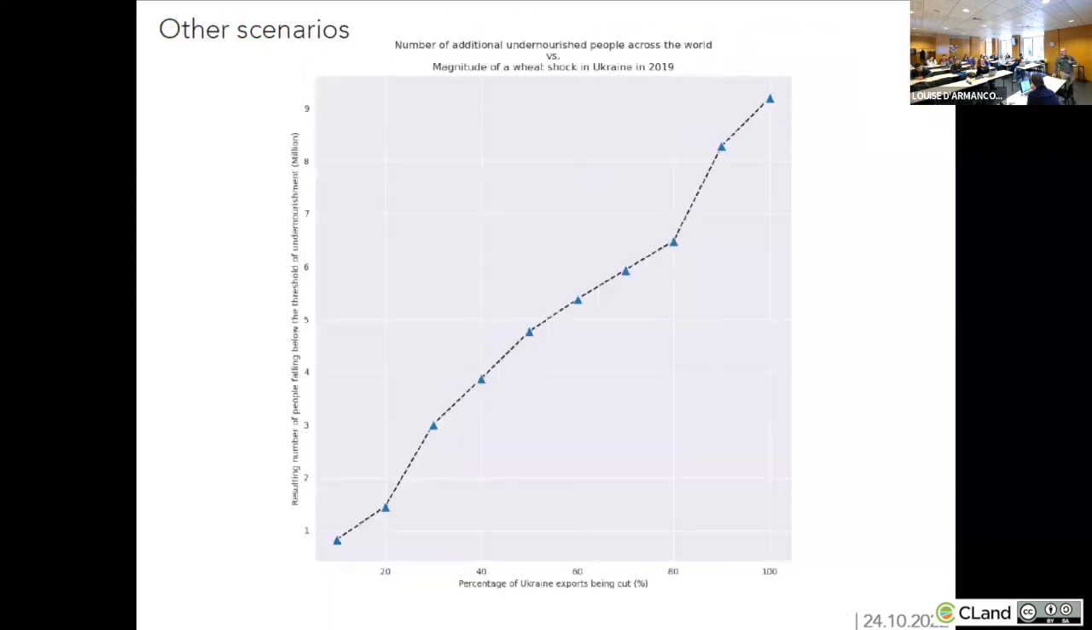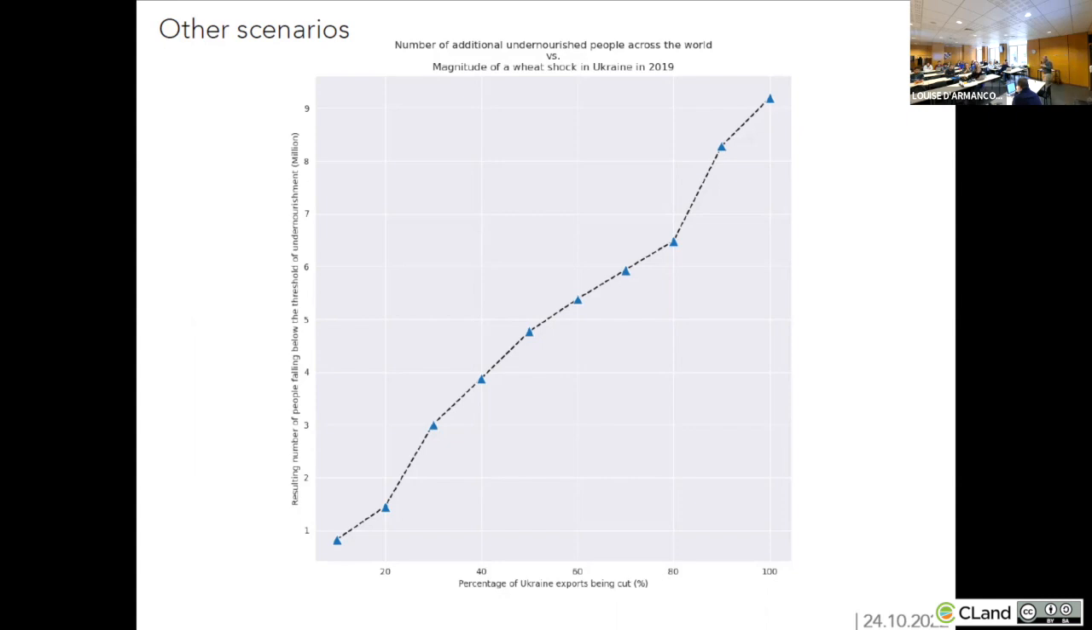Of course, you can vary. So this is a little test that we did. This is the export cut from Ukraine. So 50% we were here. But of course, you can vary that. And you see the additional number of people that are here, there's no mitigation strategy. Of course, it's just what will happen if you cut. Then, of course, countries will react and try to find some food somewhere else. But as a first answer, if you cut between 20% and 100% of the Ukraine production, the additional number of people going below the nourishment threshold is going from 1 to almost 10 million people.